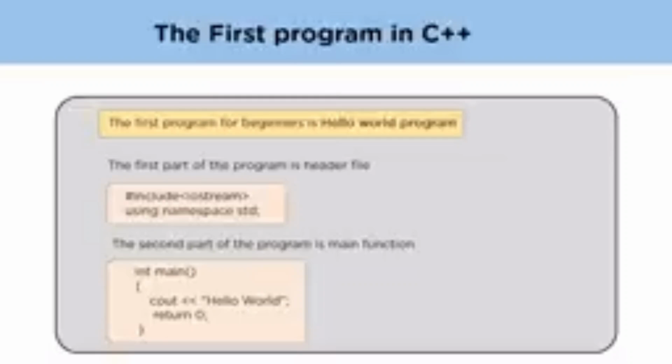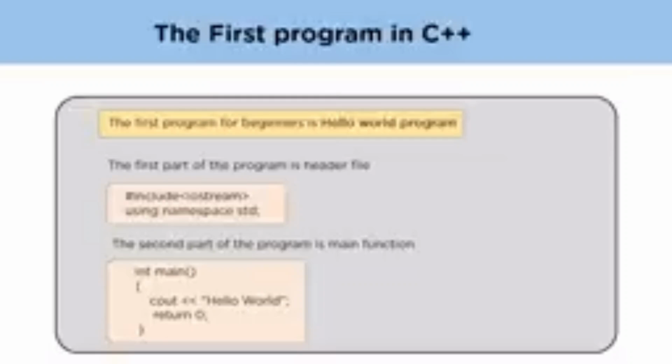The second part of the program is the main function. This is a special function from where the execution of the program starts. Inside the main function, we are printing Hello World using cout, which is used to print the output. Return 0 on the next line will indicate to the program that nothing will return and the program executed successfully.